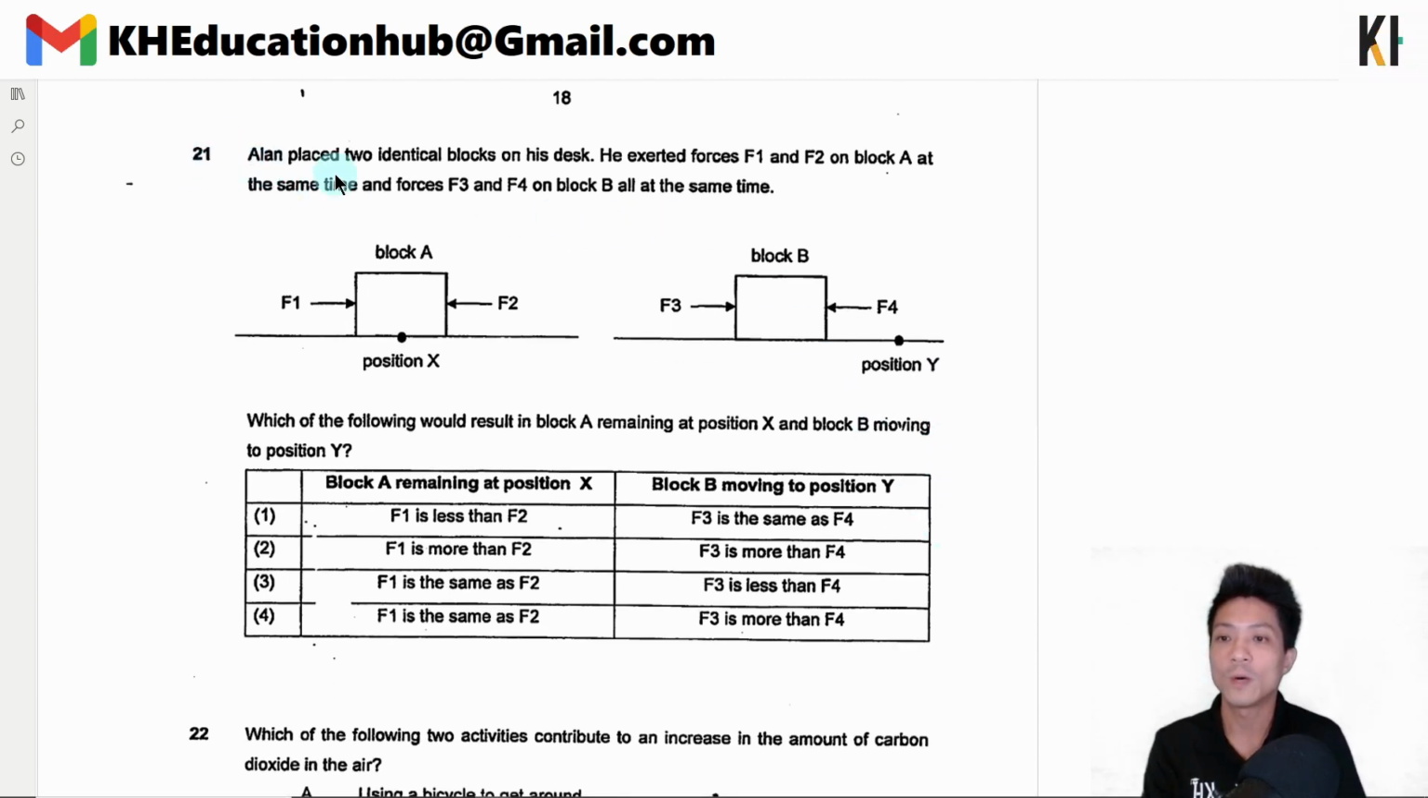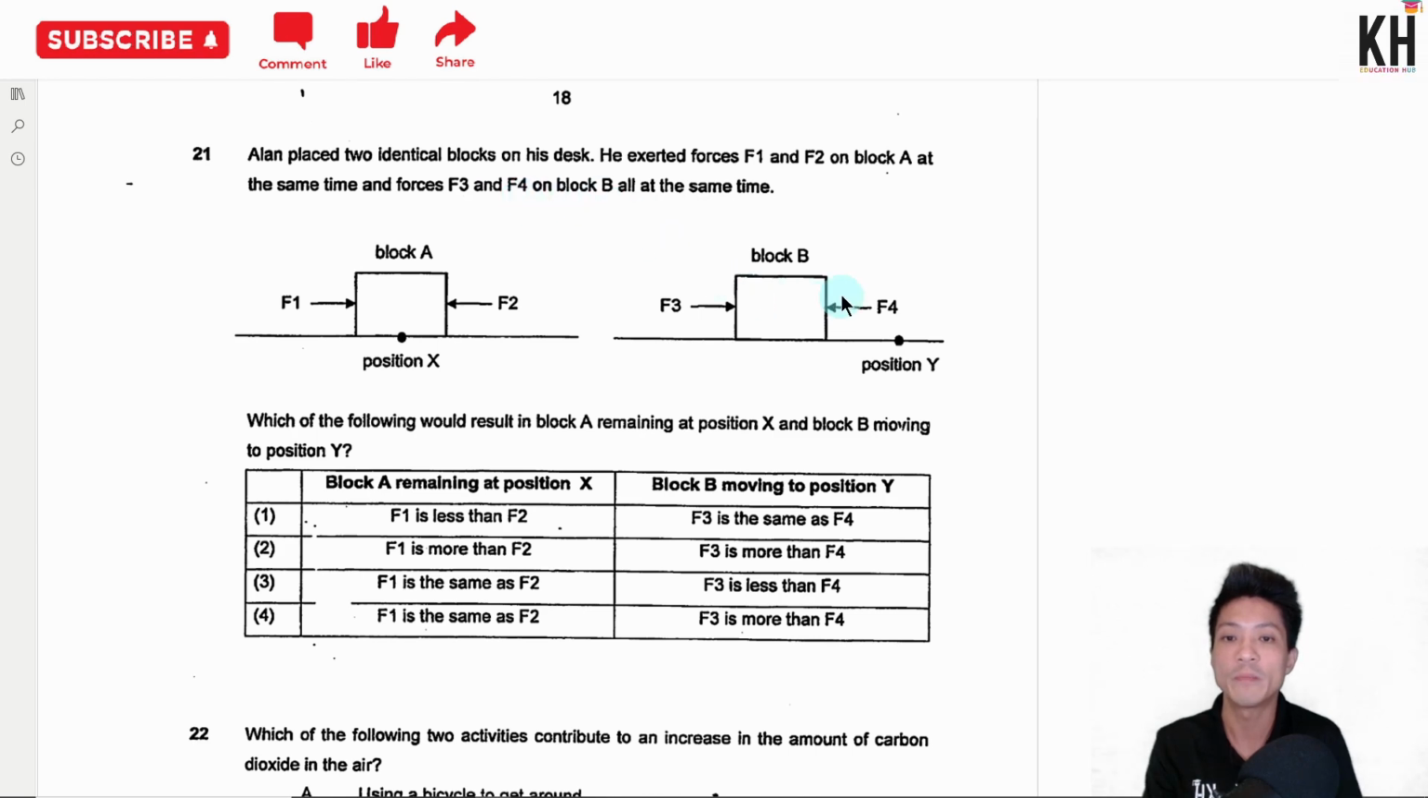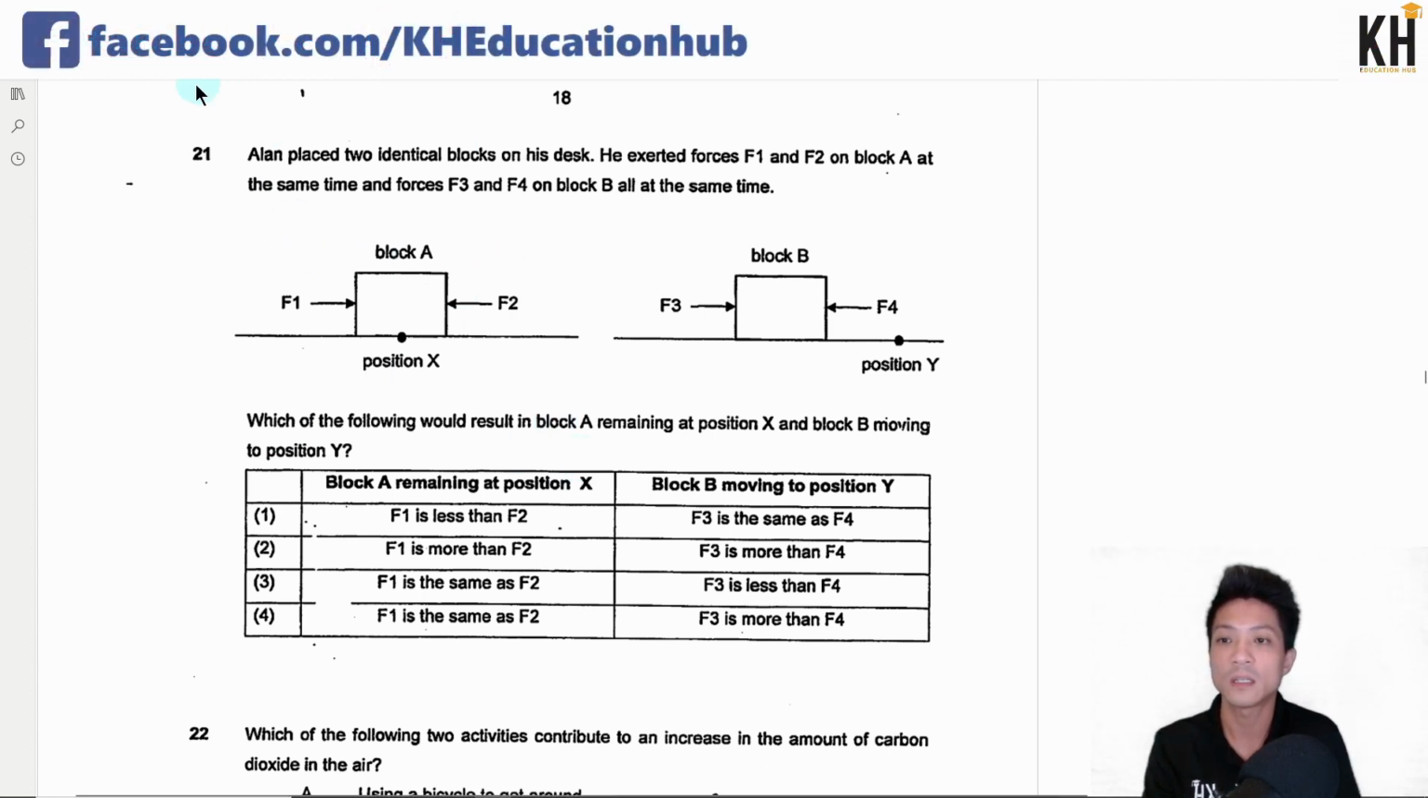Okay, question 21. Alan placed 2 identical blocks on his desk. Okay, he exerted forces F1, F2 on block A at the same time, and forces F3, F4 on block B at the same time. Okay, which of the following will result in block A remaining at position X? Okay, so block A will remain at position X while block B will move to position Y.